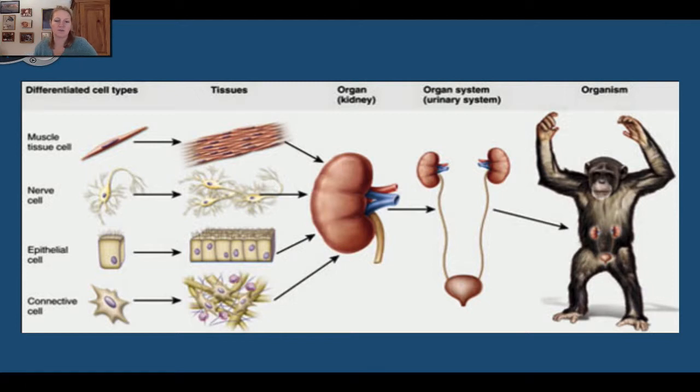I'll show you a picture of it in 1 second. But what's important and what we'll be learning is that there are different types of cells. There are quite a few. But there's the muscle cell, the nerve cell, an epithelial cell, and a connective cell. And we'll list those in a moment as well.